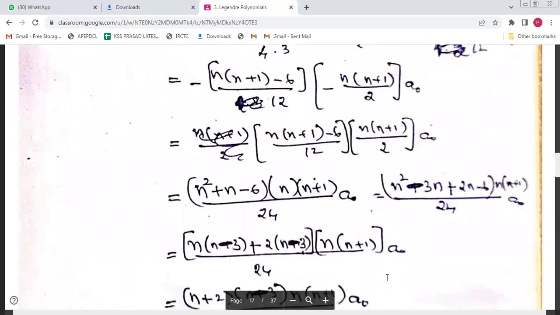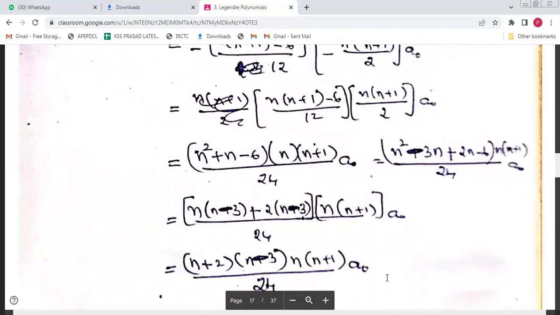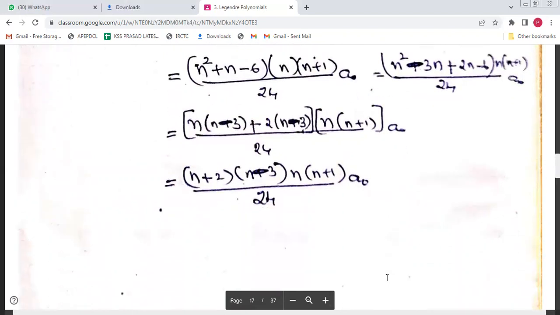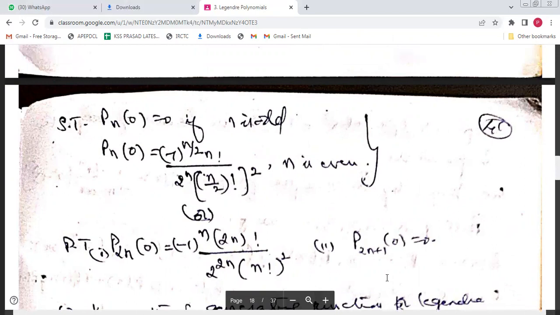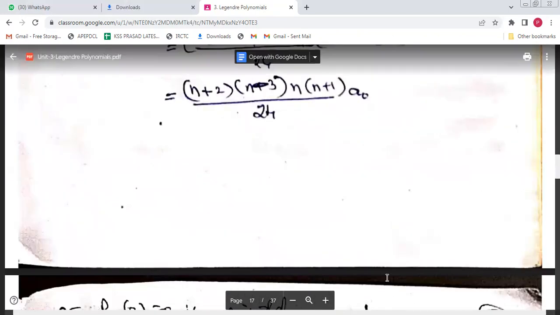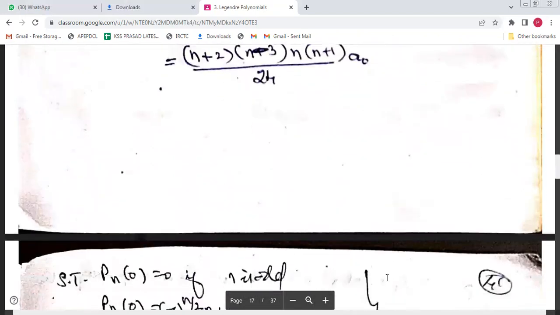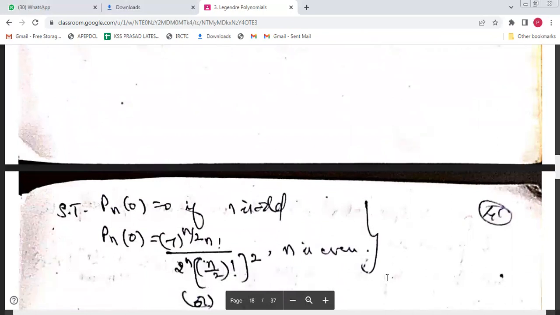So we can see that the product of this is nothing but n(n+1)(n+2)(n-3) by 24 times a0. So in this way, we get the solution of the equations of the series. Now we are going to have another one.